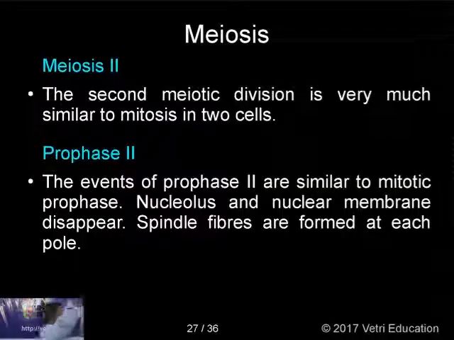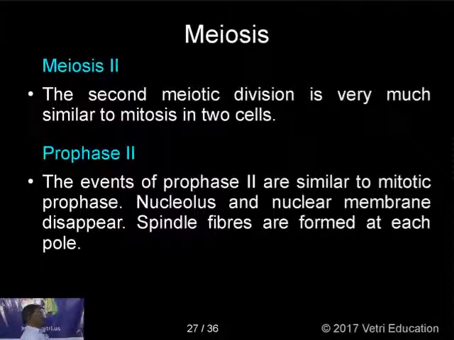Next, meiosis 2. The second meiotic division is very much similar to mitosis in the 2 cells. That's all. Because 2 cells are formed, in those 2 cells mitotic-like division takes place, and finally we will get 4 cells. In prophase 2, the events are similar to the mitotic prophase. The nucleolus and nuclear membrane disappear. Spindle fibers are formed at each pole.